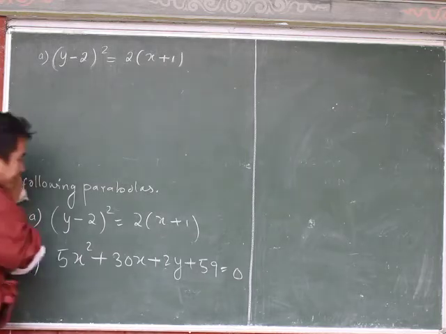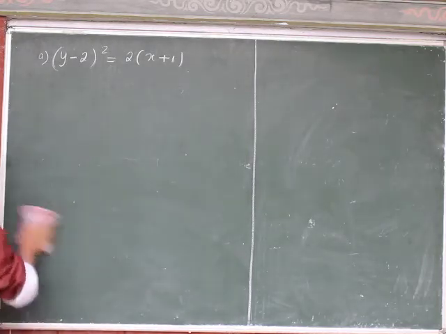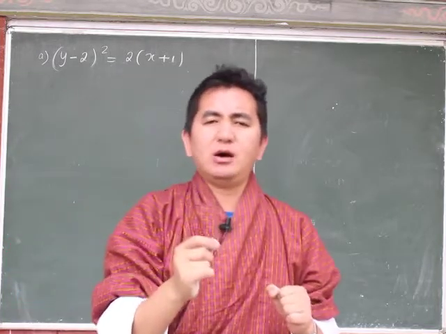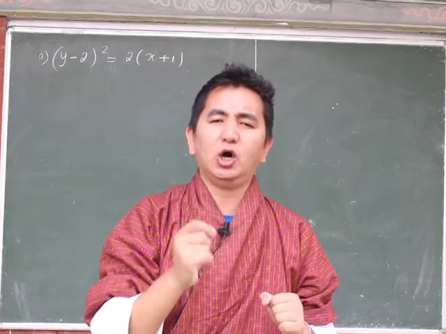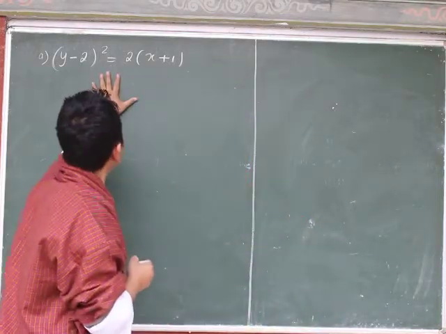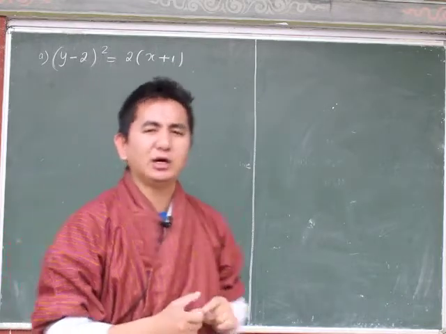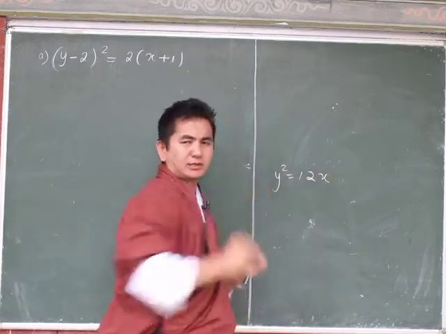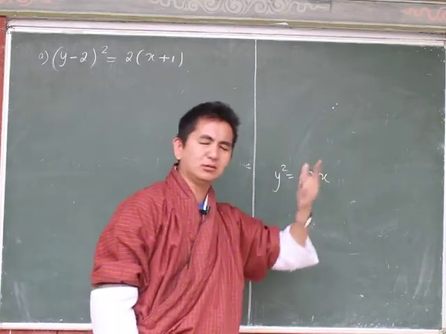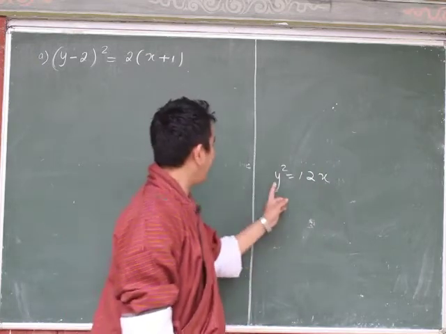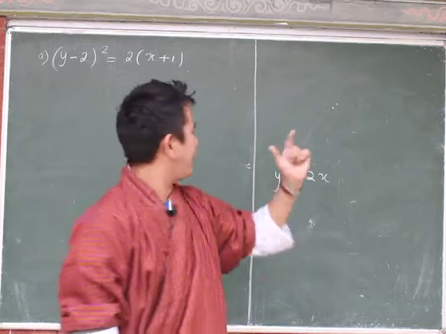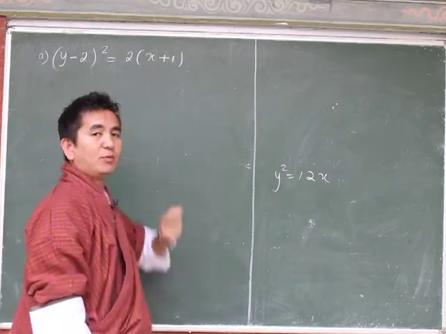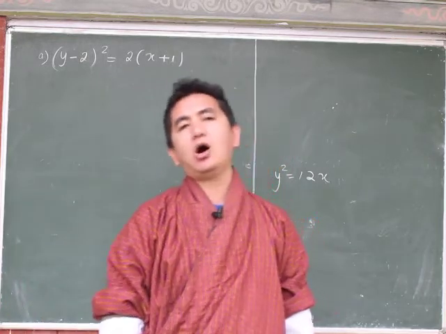So now, as soon as you see this type of parabola, what you need to understand is that this is a parabola where the vertex is not at the origin. If the vertex is at the origin, you will simply find this type of parabola, y square is equal to 12x. As we have discussed in the previous lesson, if we find y square equal to 12x, this is a parabola where the vertex is at the origin. But the vertex of this kind of parabola will not be at the origin.